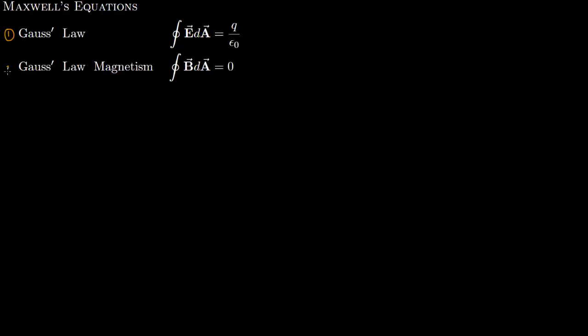Now the second is Gauss's law of magnetism. Again, the integral of, now you have the magnetic field B vector here. This is the magnetic field. Then dA vector, this is equal to 0.